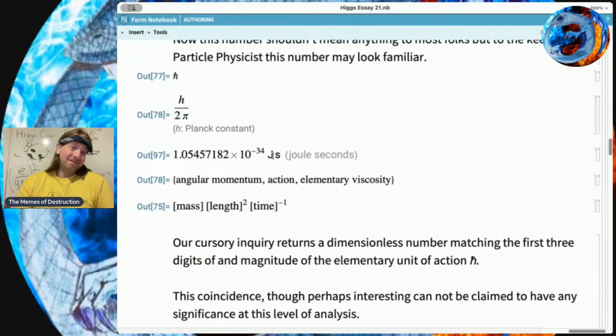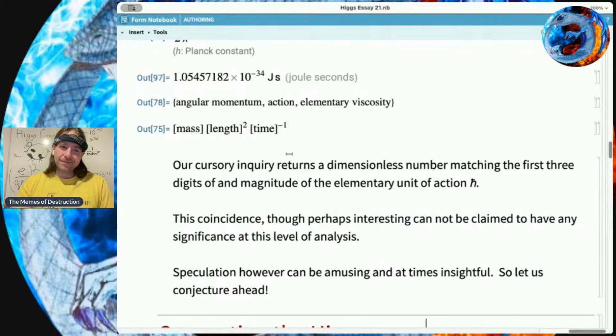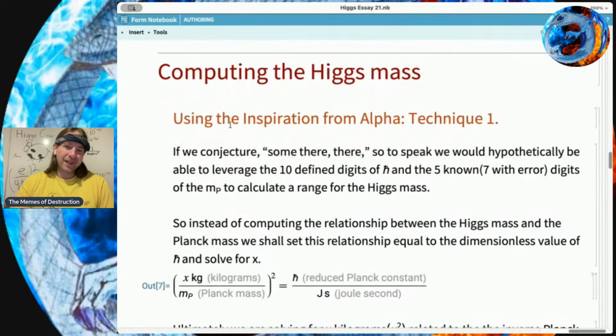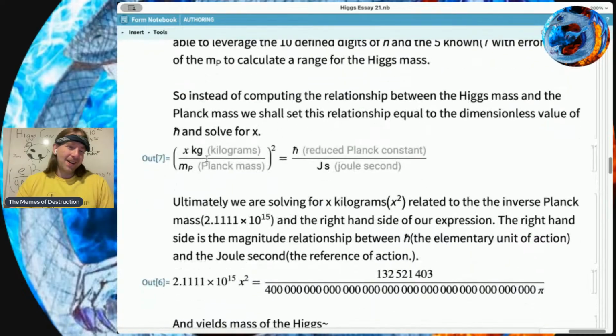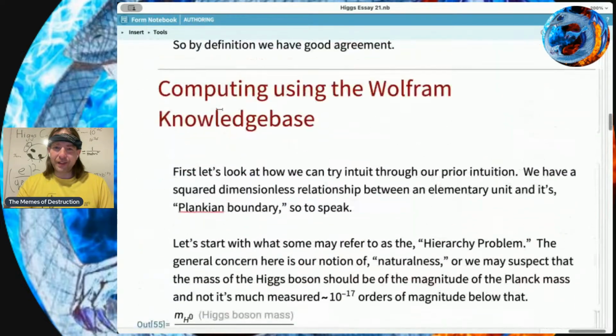And again, this has dimensions of Joule seconds, so the dimensions of angular momentum are elementary viscosity. These dimensions here: mass, it's an area per unit of time. So I'm like, what if that happened to be true? And there's a little bit more to that because we're using the inspiration through alpha. And one of the reasons why I did that was because the inspiration from alpha is this right here.